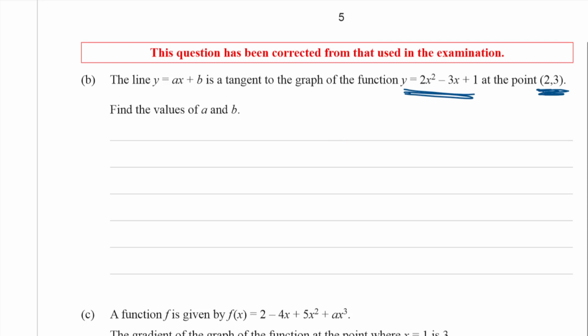Well, how do we work out the gradient of a function? Well, you guessed it. We work out the gradient function, right? Take the derivative. So the derivative of 2x squared is 4x. The derivative of minus 3x is minus 3. The derivative of plus 1 is 0. Cool, so we found our gradient function.